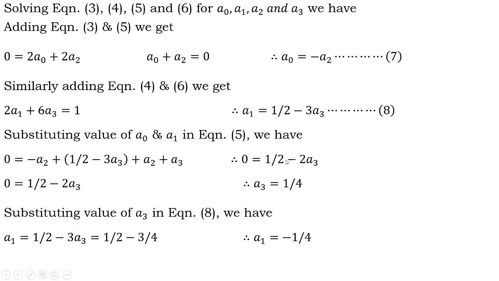Therefore, this is the only one equation, only one unknown. When I solve this, I am going to get the value of a3, that is 1 by 4. That is the first constant I am going to get. Similarly, substituting the value of a3 in equation number 8, I am going to get the value of a1. That is 1 by 2 minus 3a3. A3 is nothing but 1 by 4, then it becomes 3 by 4. When I solve 1 by 2 minus 3 by 4, it is minus 1 by 4. So the value of a1 is minus 1 by 4.